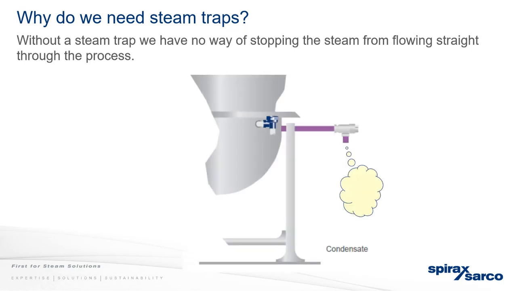As you can see here is an example. We've got a cooking vessel here, a pipe coming straight out, no trap. So you're losing steam, you're losing process. You're also clearing condensate, but it's a mixture of both. So we need some way to keep the steam in there to transfer its heat, but also to remove the condensate after it's been condensed.